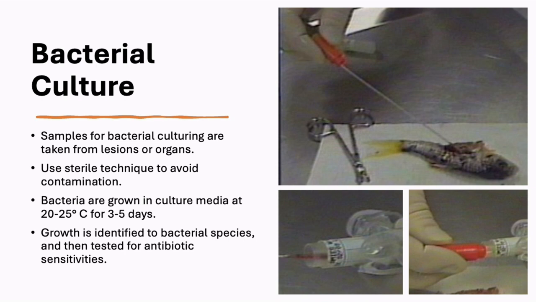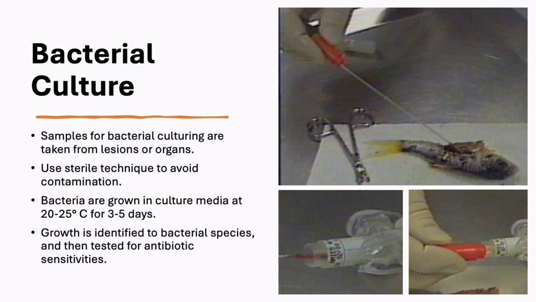The culture goes into a sterile tube in culture media that's sent to the laboratory, which puts it on an agar plate. They grow it. Unlike for mammals, which are grown at 37 degrees Celsius, for fish we culture between 20 and 25 degrees Celsius, which is essentially room temperature. And it'll take about 3 to 5 days for the bacteria to start growing.